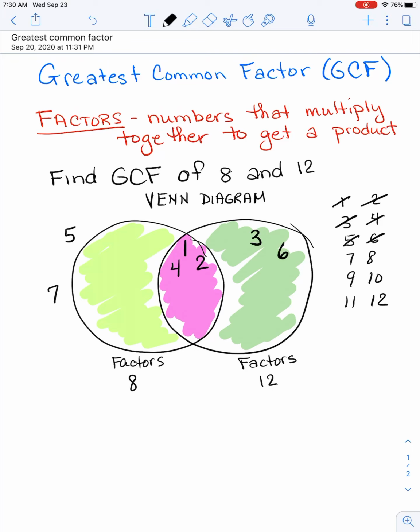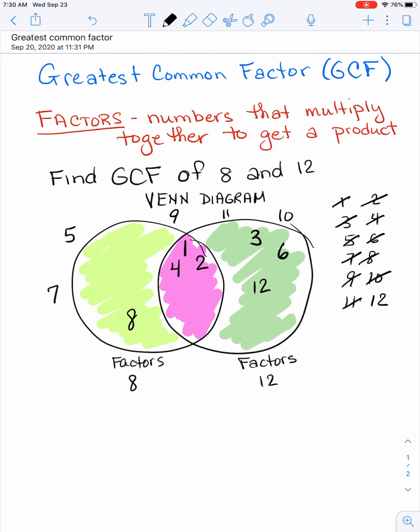7, nope, 7's floating around. 8 is a factor of itself because 8 times 1 is 8. It is not a factor of 12. 9 is not a factor of either one, so we'll put 9 hanging out. 10 hanging out. 11 hanging out. And 12 is a factor of 12 because 12 times 1 is 12.